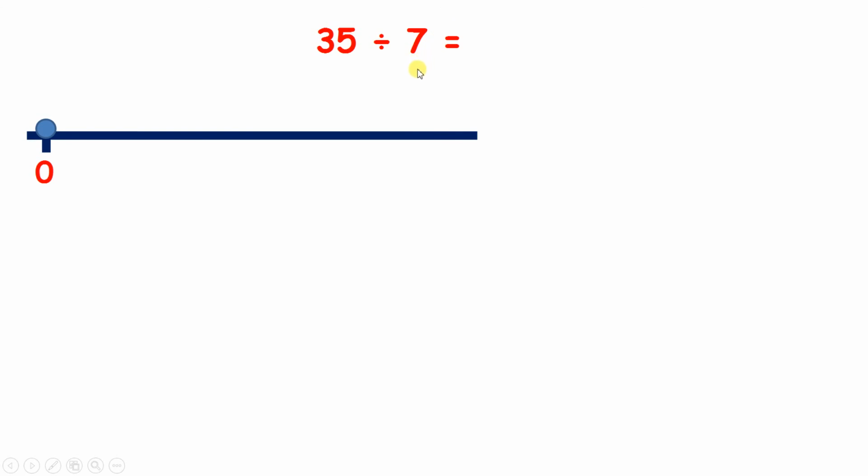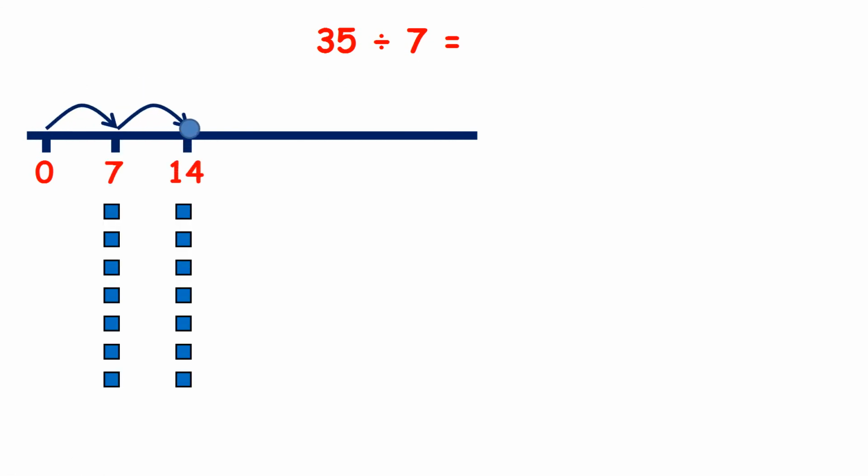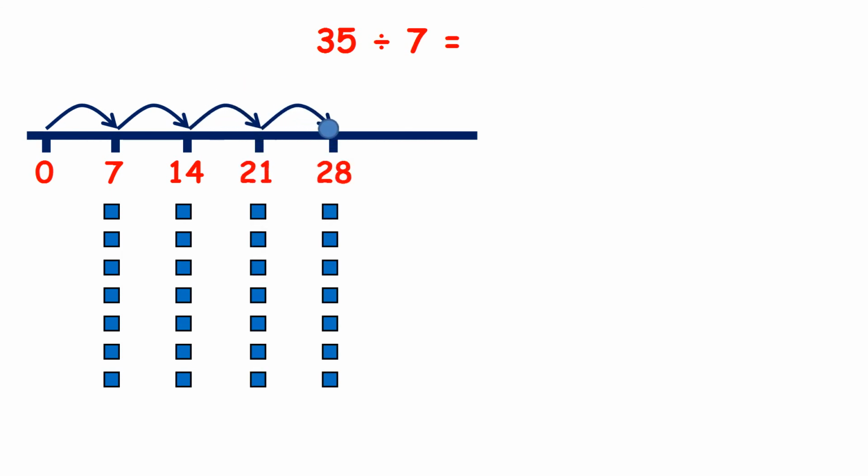So let's count up in steps of 7 until we get to 35. 7, 14, 21, 28, 35. So that's 5 jumps. We've made 5 groups of 7, so our answer is 5.